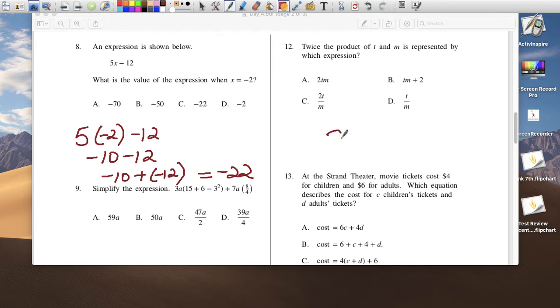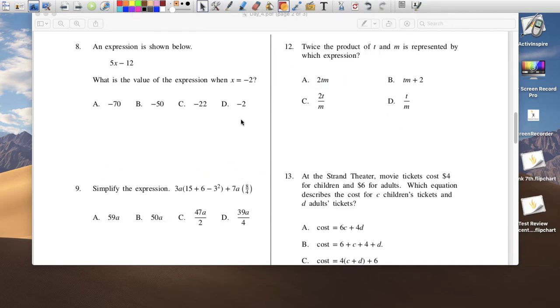Twice the product, 2 times the product of t and m. So I'm going to multiply t and m. So 2 times t times m. Right? It's all multiplying. Even if you put this in parentheses, really, it's not going to make a difference. So it's twice, 2 times the product, the answer of t times m. So you multiply t times m, find the answer, multiply by 2. And that is here.